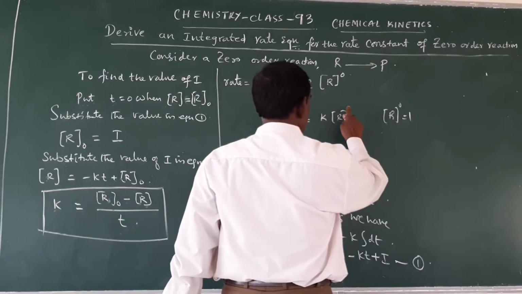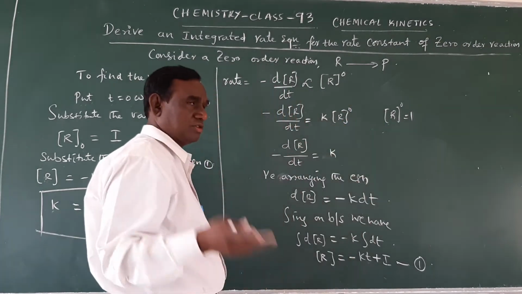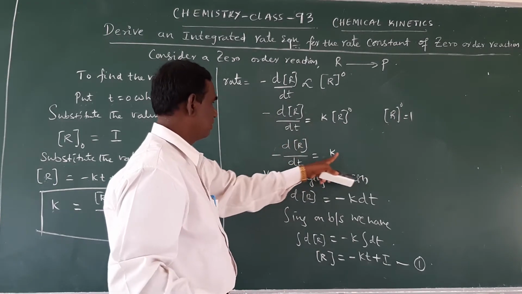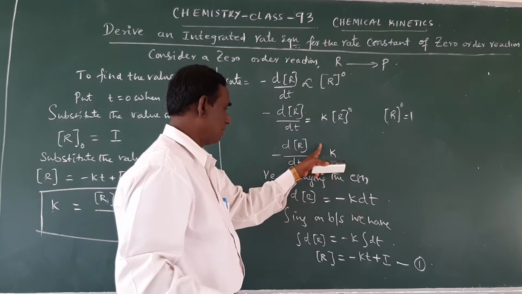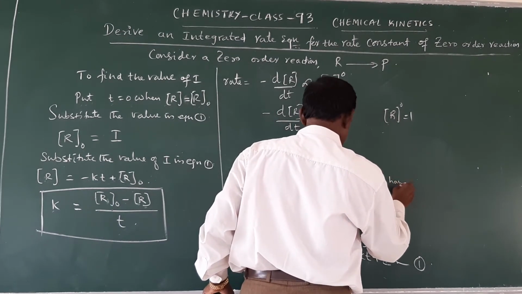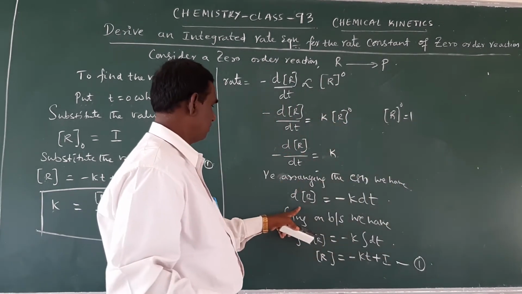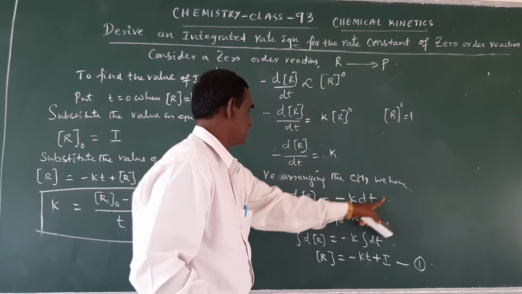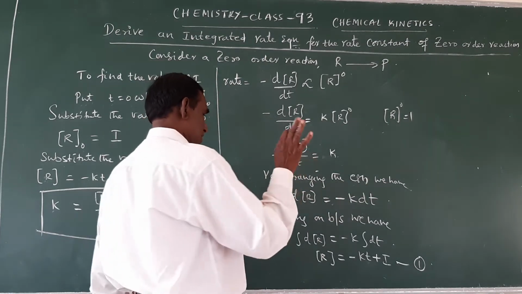But we know that anything to the power of 0 is equal to 1. Therefore, R naught is equal to 1, and minus dR divided by dt is equal to k. Rearranging the equation, we have dR equal to minus k into dt. You can take the minus to that side.